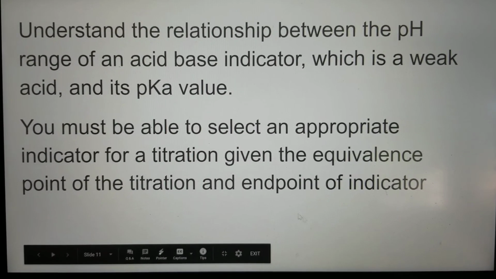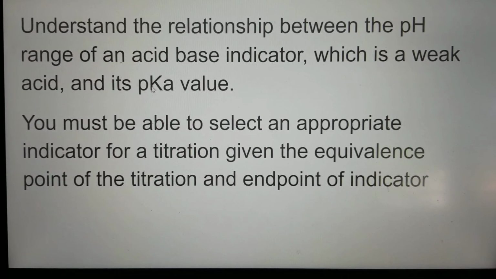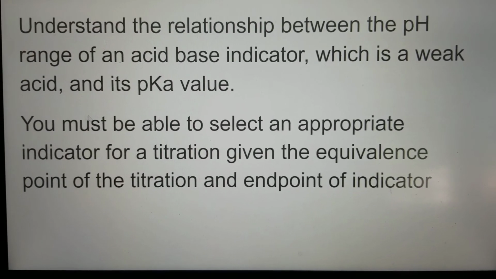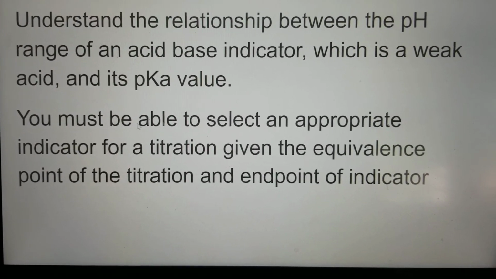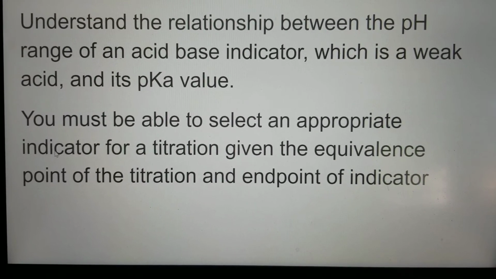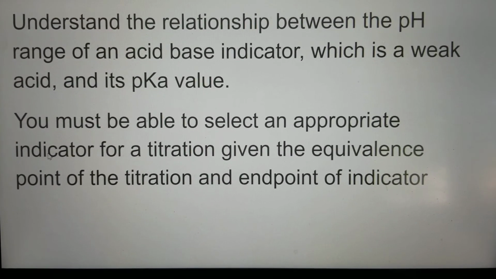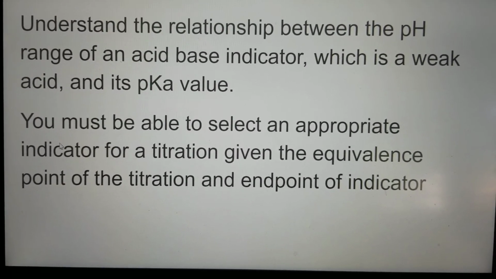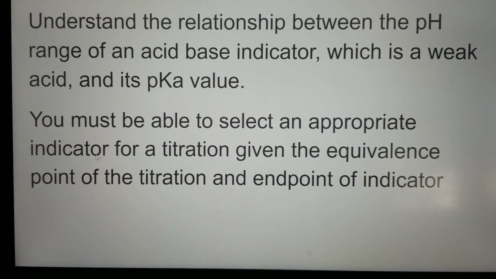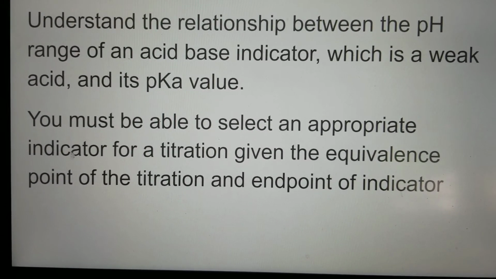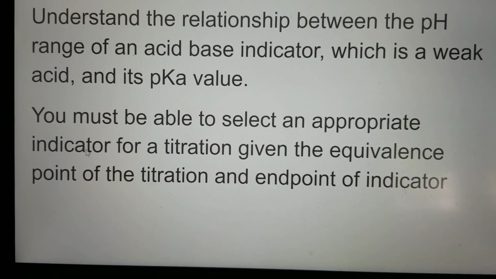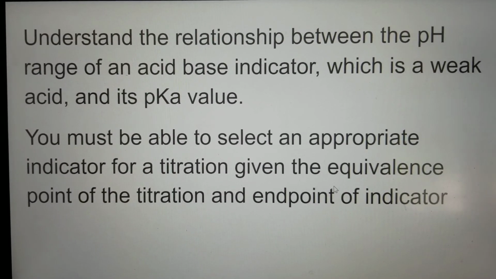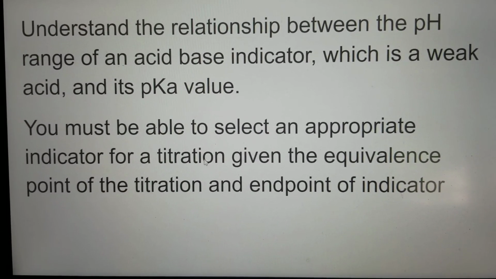So other things that they want you to understand is the relationship between the pH range of an acid-base indicator, which is a weak acid, and its pKa value. You should have been able to select an appropriate indicator. Again, it's not always going to be, we use phenolphthalein with NaOH and HCl, but there's other acids and bases, and there's other indicators that can be chosen. And so based on our study of that, we should be able to pick different indicators for a titration given the equivalence point of the titration and the end point. So there's a whole range of indicators that can be used.